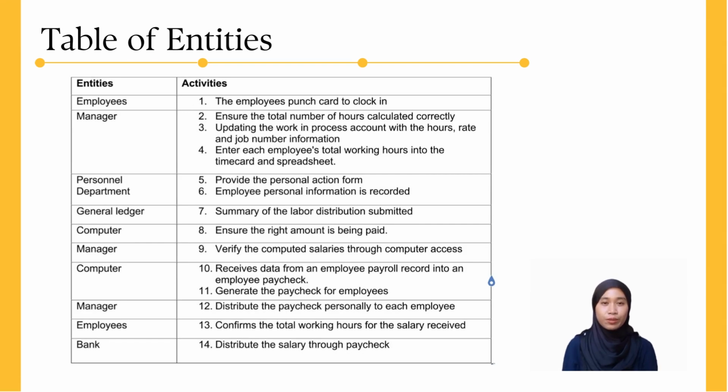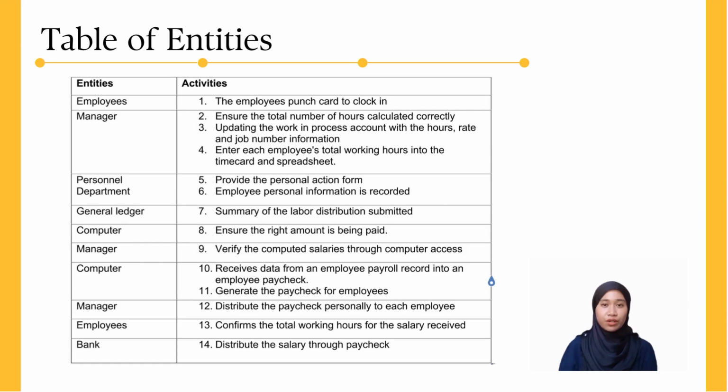In the Sir Cafe & Co. payroll system, there are 6 entities involved. The cycle begins when the employees punch card for the attendance each time they clock in. The manager will then verify the correct total number of hours has been calculated. The manager will update the work in process account, and the manager will key in the data of each employee into the time card and the spreadsheet. The personnel department will send the personal action form and record the personal information of the employees.